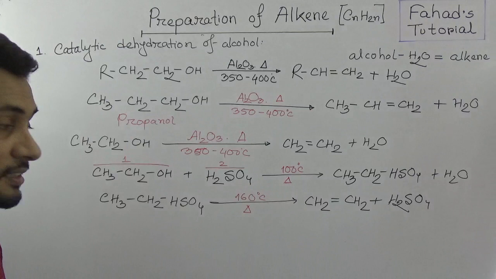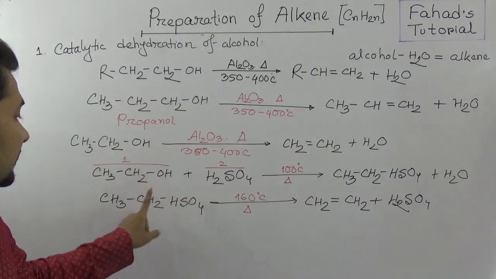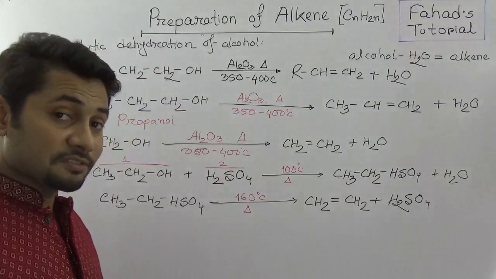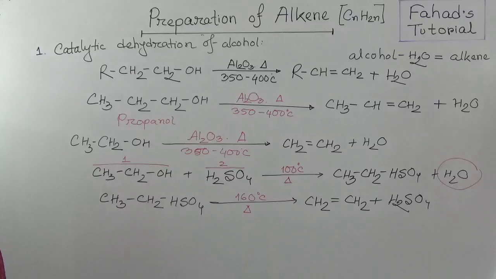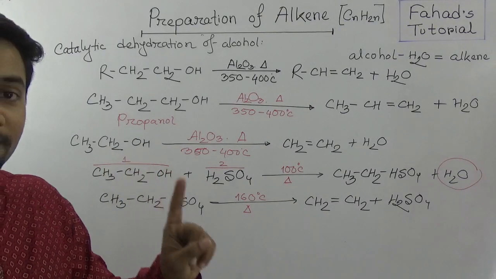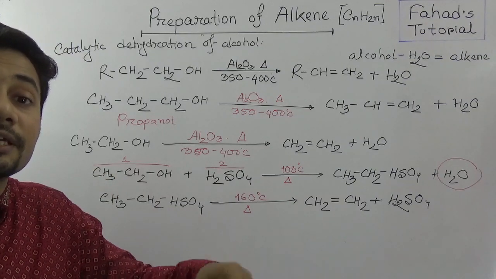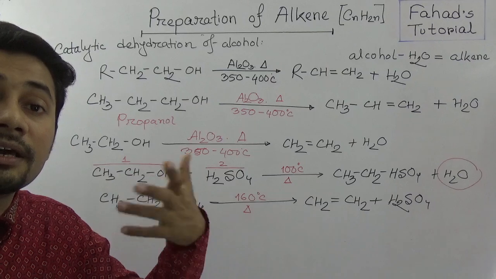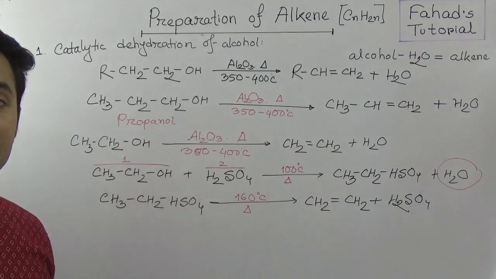So what is the function of sulfuric acid here? Sulfuric acid is just removing water from alcohol, and that is why ethene is produced. So the first process of alkene preparation is catalytic dehydration of what? Alcohol. So from alcohol we can produce alkene.